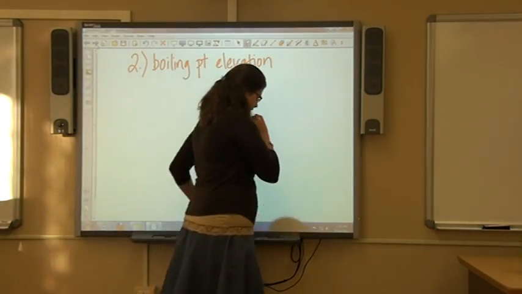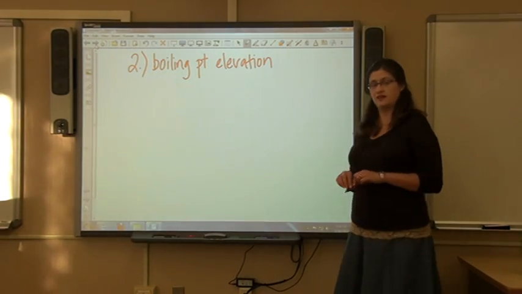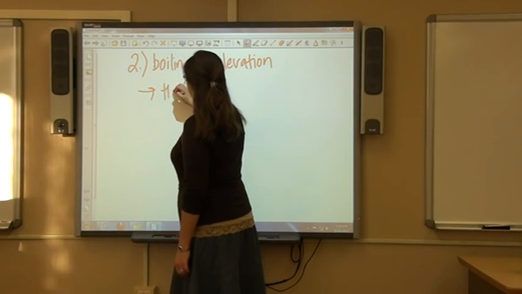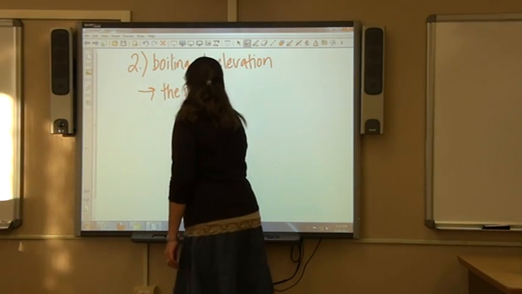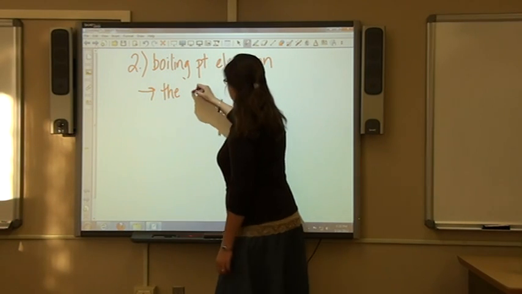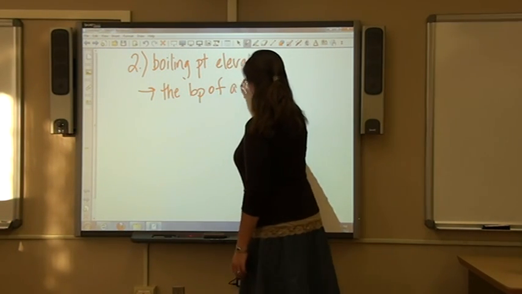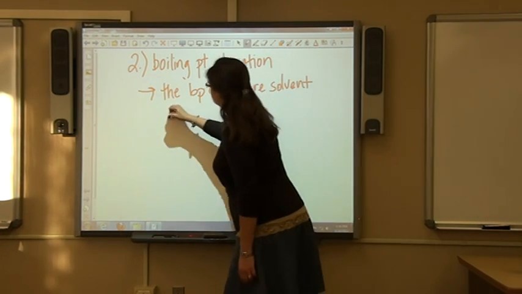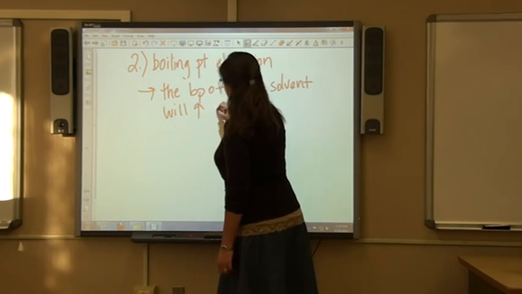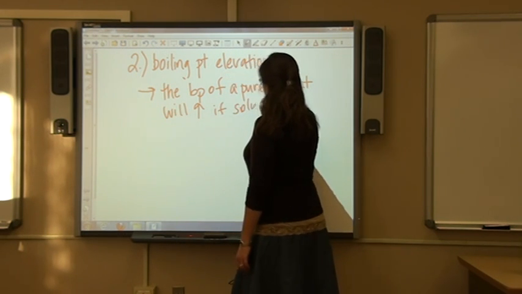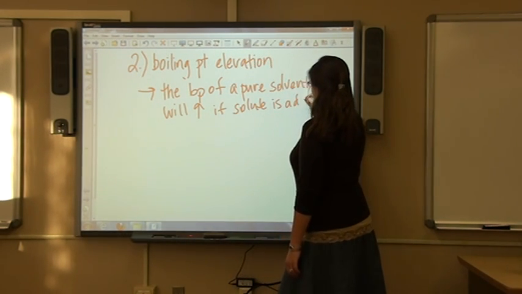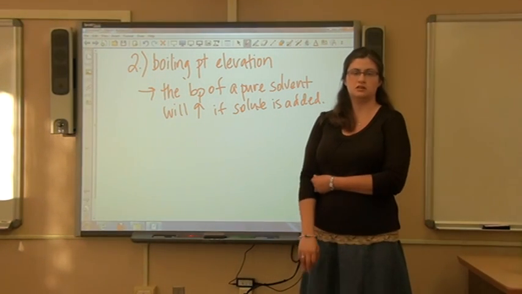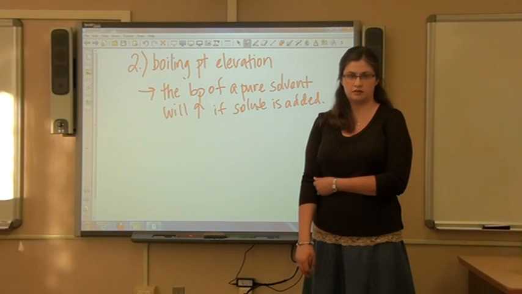The second colligative property is known as boiling point elevation. This means that the boiling point of a pure solvent will increase if solute is added. The boiling point of your solvent will increase if you add a solute.